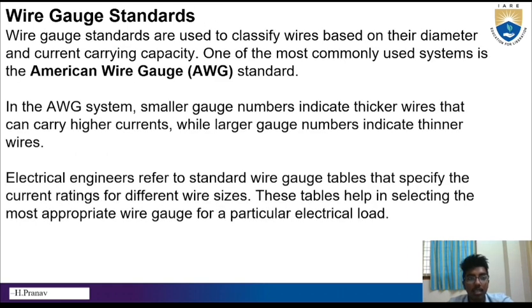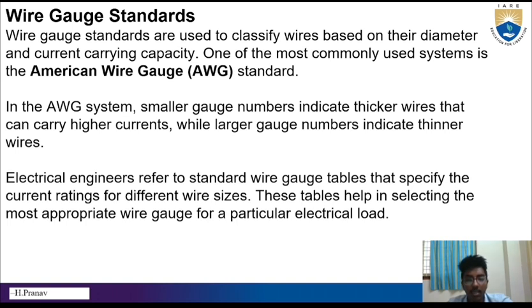So the wire gauge standards are used to classify wires based on their diameter and current carrying capacity. One of the most commonly used systems is the American Wire Gauge, AWG, standard. In this AWG system, smaller gauge numbers indicate thicker wire that can carry higher currents, while larger gauge numbers indicate thinner wires. Electrical engineers refer to standard wire gauge tables that specify current ratings for different wire sizes.